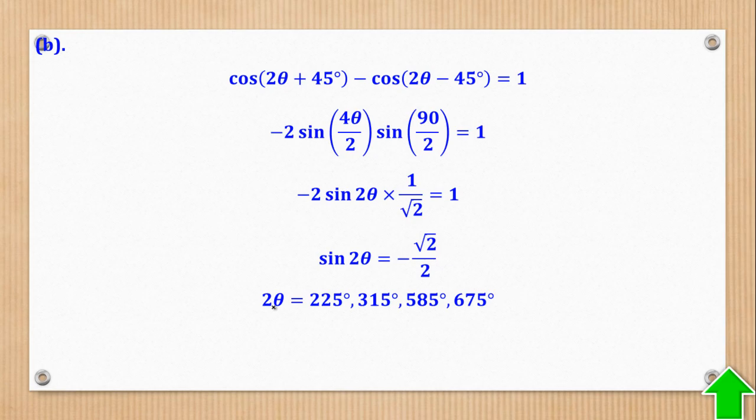Next is to use a calculator. So 2 theta has values this, and that. I believe by now you know how to get those multiple angles using a calculator. Then divide by 2 throughout to get this. And that is all.